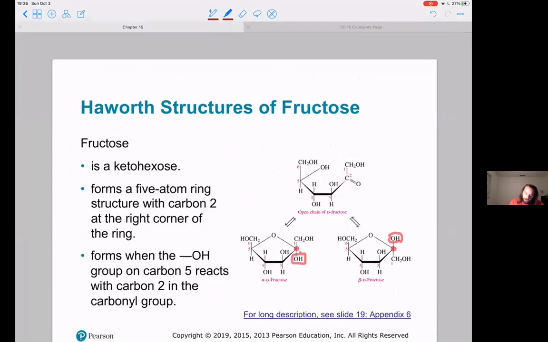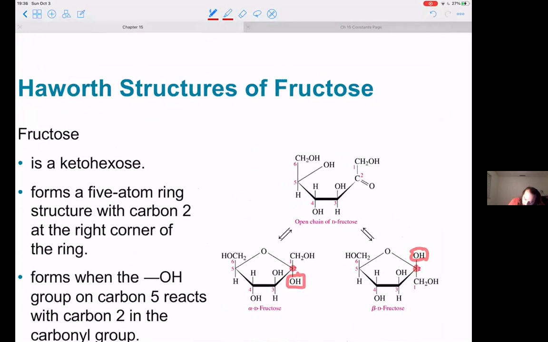Okay, but now your bond again is formed between that last chiral hydroxyl group, so the hydroxyl group that's on carbon 5, and your anomeric carbon. In the case of fructose, since it's a ketohexose, you'll produce a 5-membered ring.